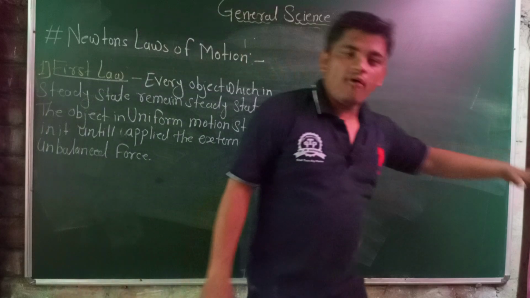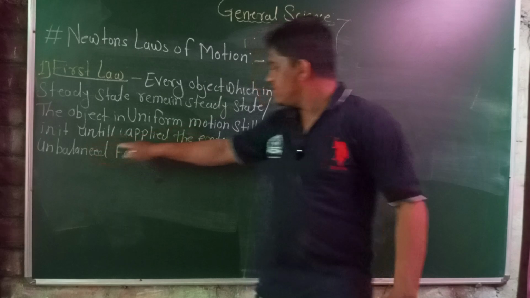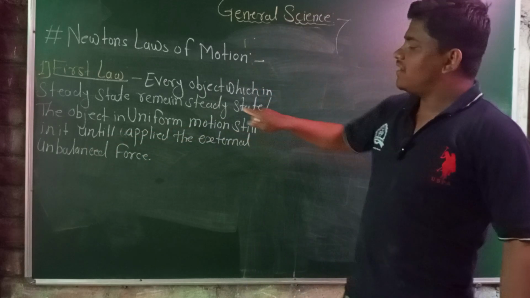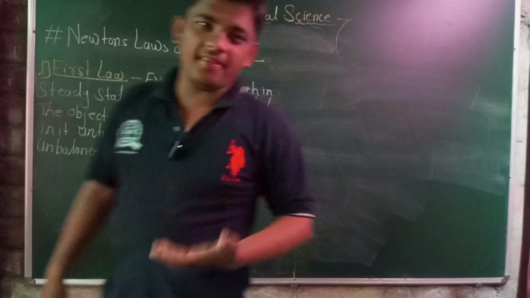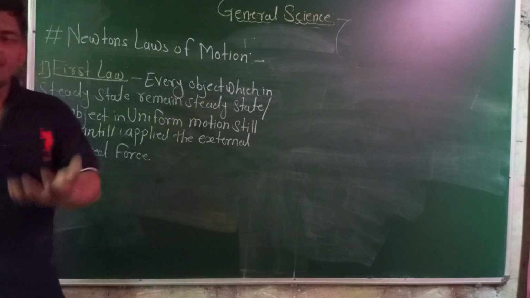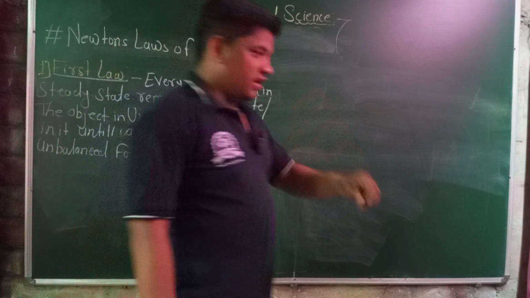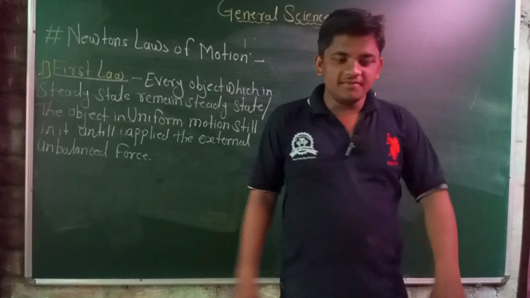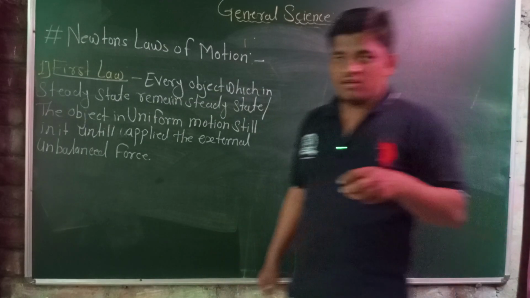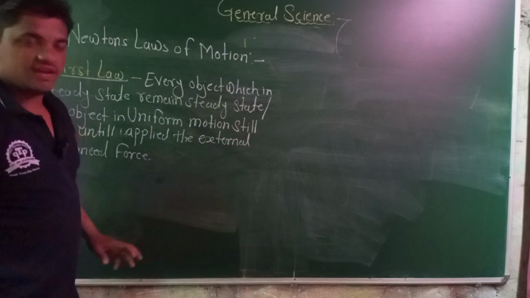Every object in the steady state remains in the steady state, and every object in uniform motion remains in uniform motion until and unless we apply an external unbalanced force. I will give the example of a duster on the hand or on the table. It remains in the steady state until someone comes to take the duster to rub the board.